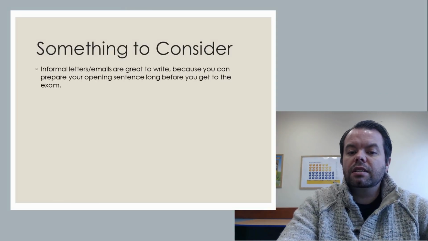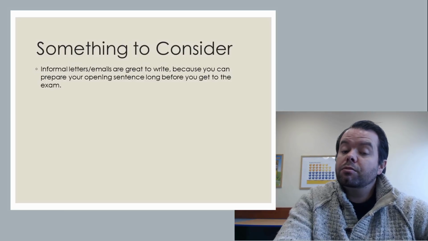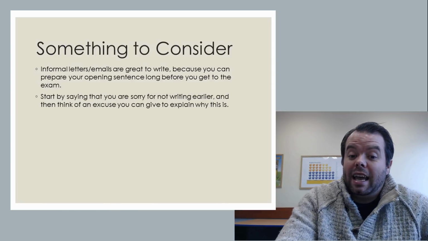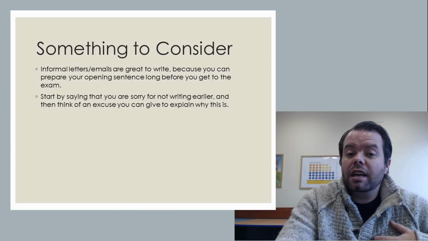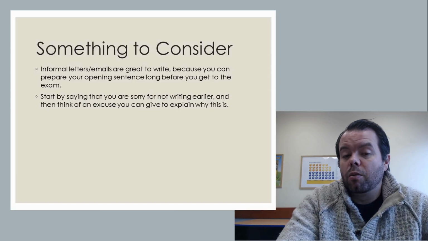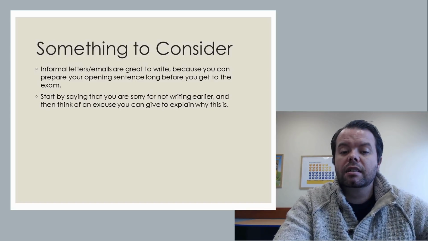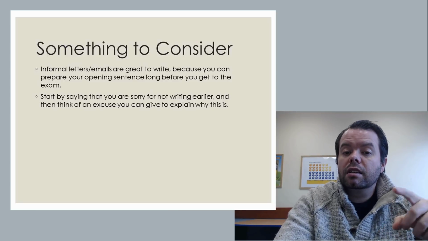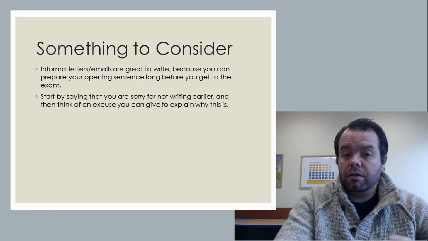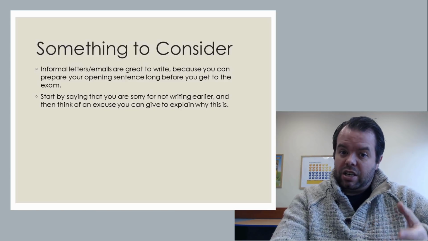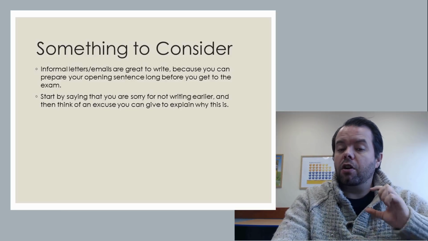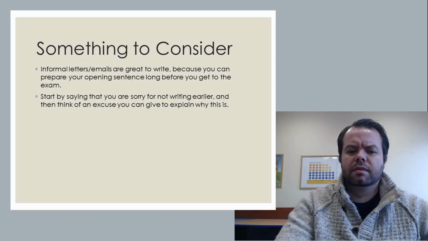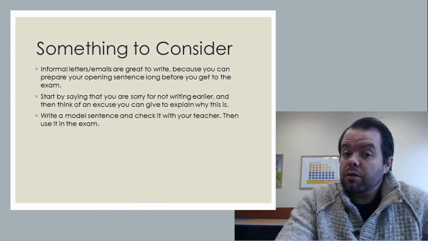So, informal letters or emails are great to write because you can prepare your opening sentence long before you get to the exam. Start by saying that you're sorry for not writing earlier. I do that with my emails, usually because it's taken me a little while to respond to my friends in the first place. So you can think of an excuse and give a reason for it. If you like, put an example in the comments below this video and I can correct or improve the grammar for you, suggest some better vocabulary for you, and you've got that first sentence ready in the exam. Use it. So write that model sentence, check it with your teacher at school.